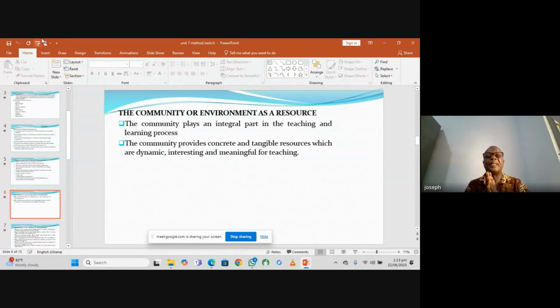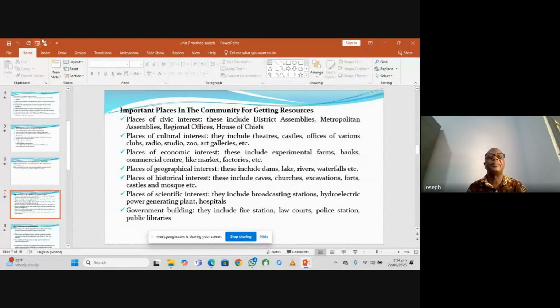Community or environment as a resource. The community plays a vital role so far as the teaching and learning process is concerned. The community provides concrete and tangible resources which are dynamic, interesting, and meaningful to help in the teaching and learning process. And there are important places in the community where we can get resource persons from, or we can send learners to, for them to have first-hand information.